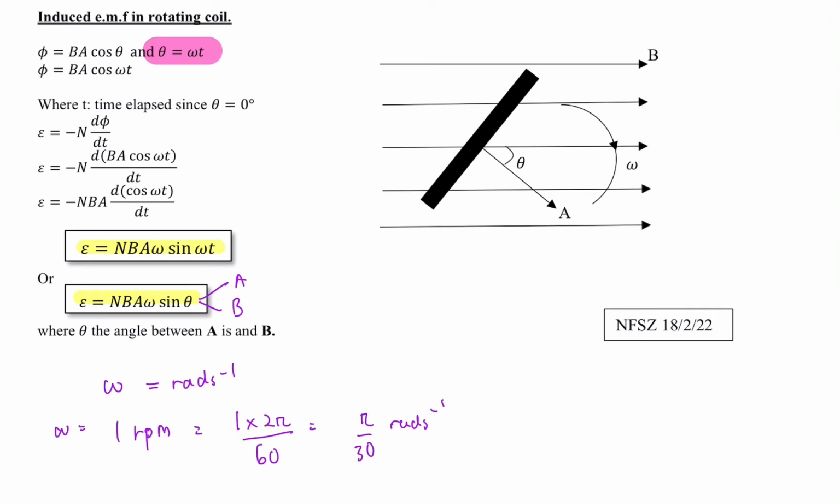Then for this case, we are able to calculate the maximum induced EMF. For maximum induced EMF, what will happen? For NBA omega sine omega t, the sine omega t term at the back will be equal to 1, because the maximum value for sine and cos is 1. Therefore, to calculate maximum induced EMF, we use NBA omega only. There will be no sine omega t, right?